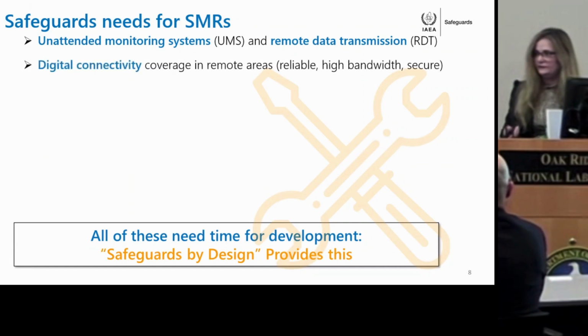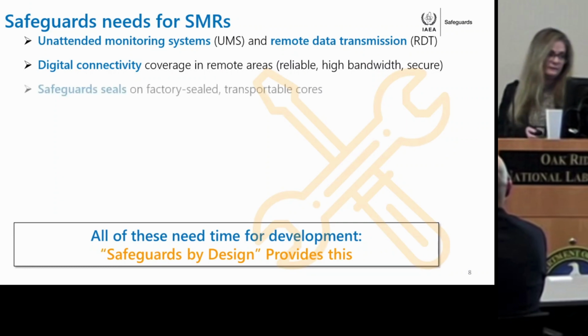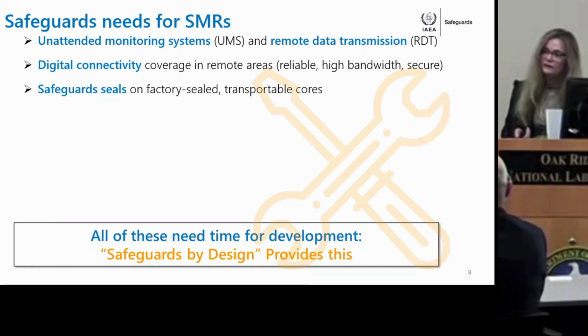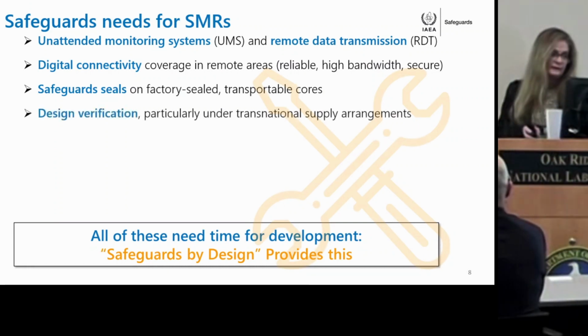Digital connectivity. If we're going to do remote monitoring, how are we going to collect that data remotely? Are we going to have a reliable network system? Are we going to have sufficient bandwidth? Safeguard seals, where are we going to apply those seals? Do we have sealing points where we could even apply the seals? Design verification, how are we going to perform that design verification? New reactor designs may not allow access to certain areas because of high radiation, for example.